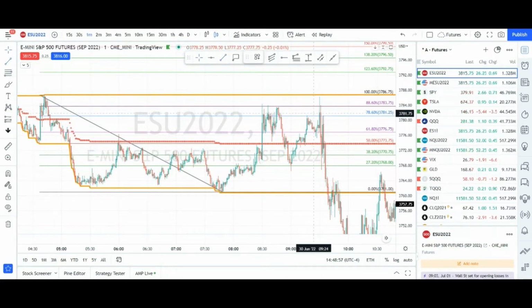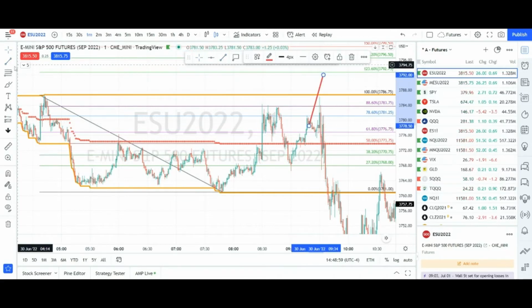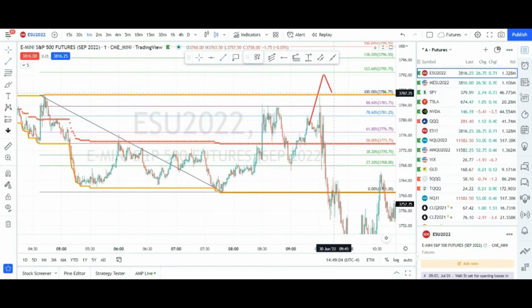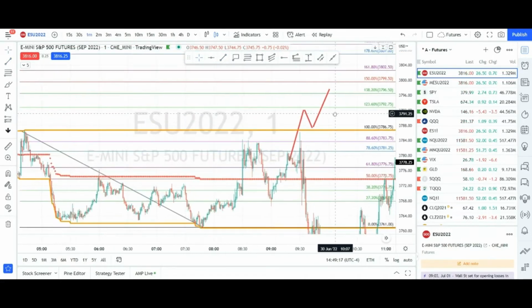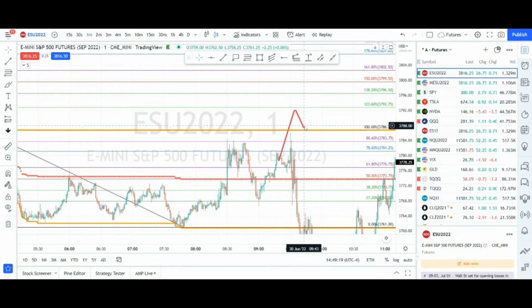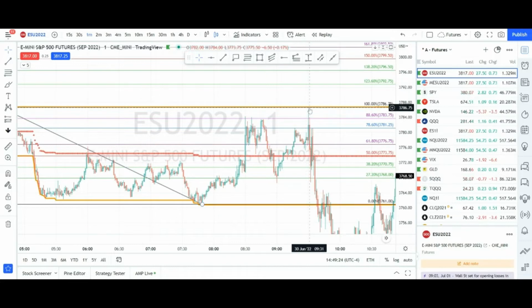Suppose the price breaks this level and goes up, it can come back to test the pre-market high level again. If this floor, the concrete at 100%, is much stronger, then bulls can take the market up. But in this case, what happened? The market didn't break this concrete, meaning this level was strong enough, and the bulls didn't have the power to break it.